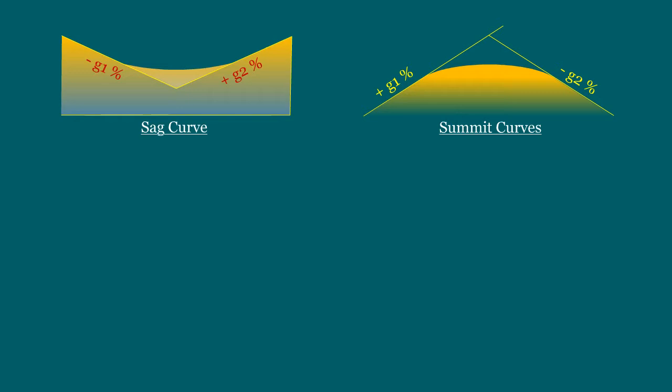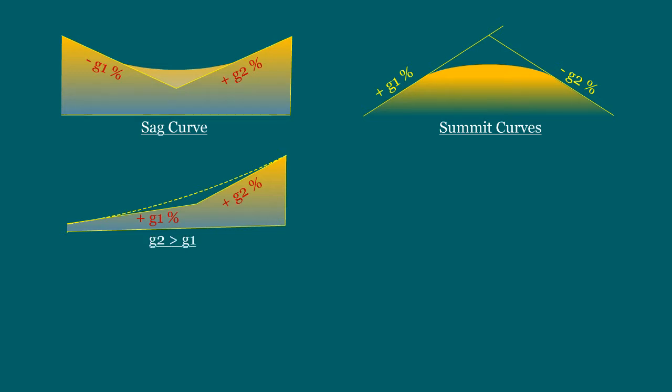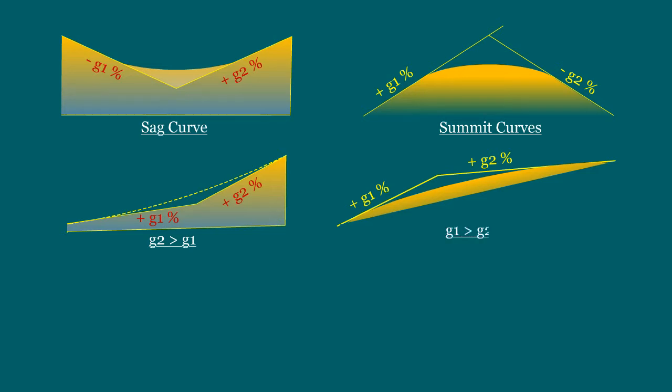However, while designing these vertical curves, it could be elaborated into 6 types. First is a positive grade G1 followed by a negative grade G2. Second is a negative grade G1 followed by a positive grade G2. Third is a positive grade G1 followed by another positive grade G2. Here we have to notice that G2 is greater than G1. The fourth is a positive grade G1 followed by another positive grade G2, but here G1 is greater than G2.